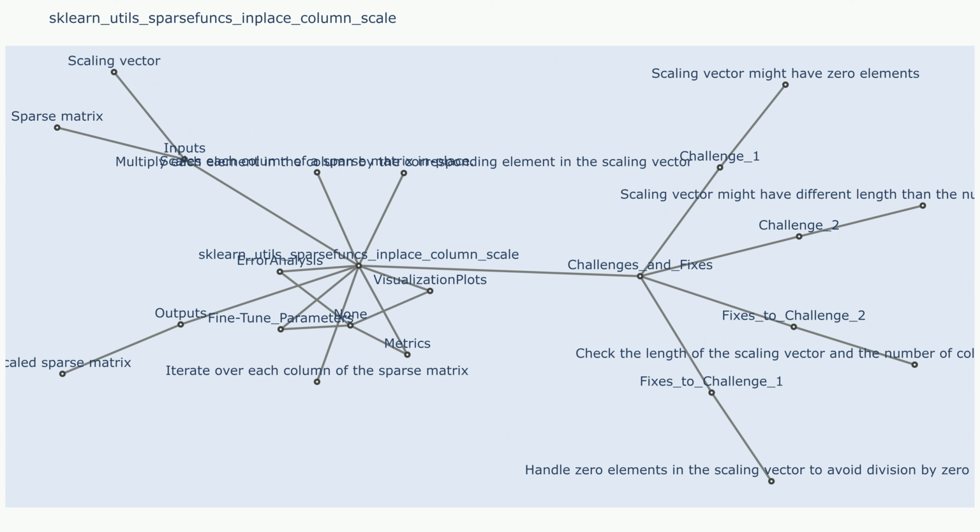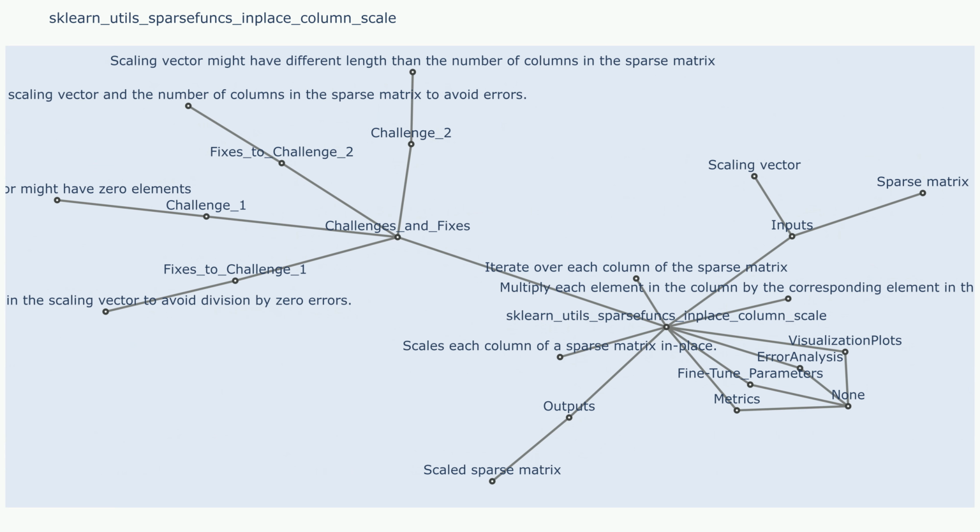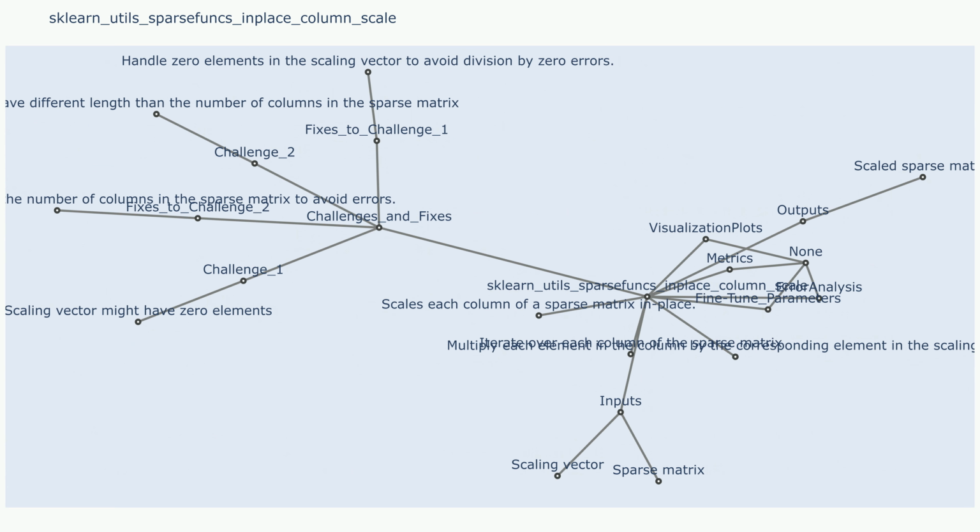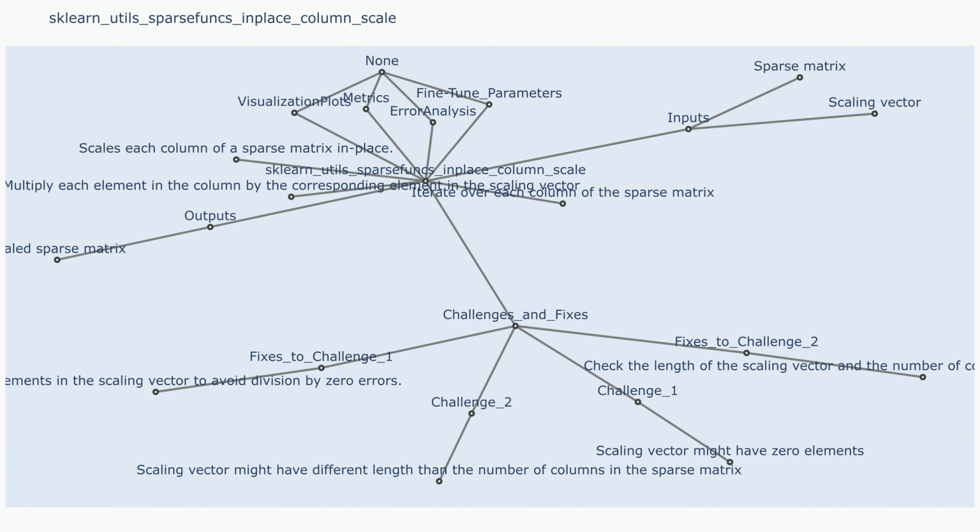Steps. The function first calculates the maximum absolute value in each column of the sparse matrix. It then divides each element in each column by the corresponding maximum absolute value. The function modifies the original matrix in place, so no new matrix is returned. Metrics. None. The function does not calculate any metrics. It simply performs the scaling operation.